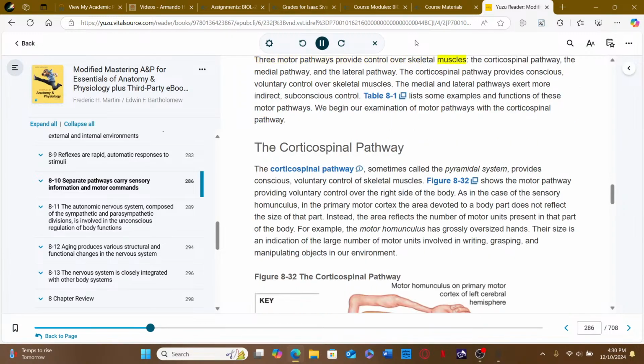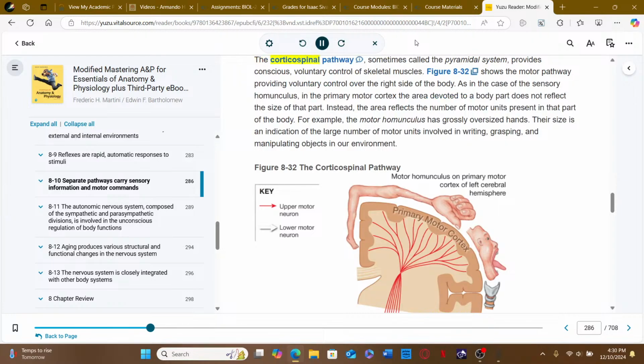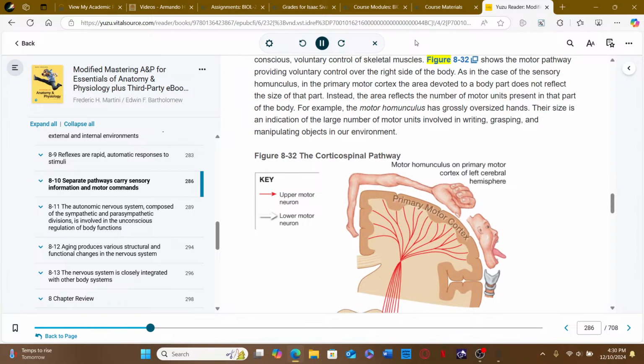Three motor pathways provide control over skeletal muscles: the corticospinal pathway, the medial pathway, and the lateral pathway. The corticospinal pathway provides conscious, voluntary control over skeletal muscles. The medial and lateral pathways exert more indirect, subconscious control. Table 8-1 lists some examples and functions of these motor pathways. We begin our examination of motor pathways with the corticospinal pathway. The corticospinal pathway, sometimes called the pyramidal system, provides conscious, voluntary control of skeletal muscles.